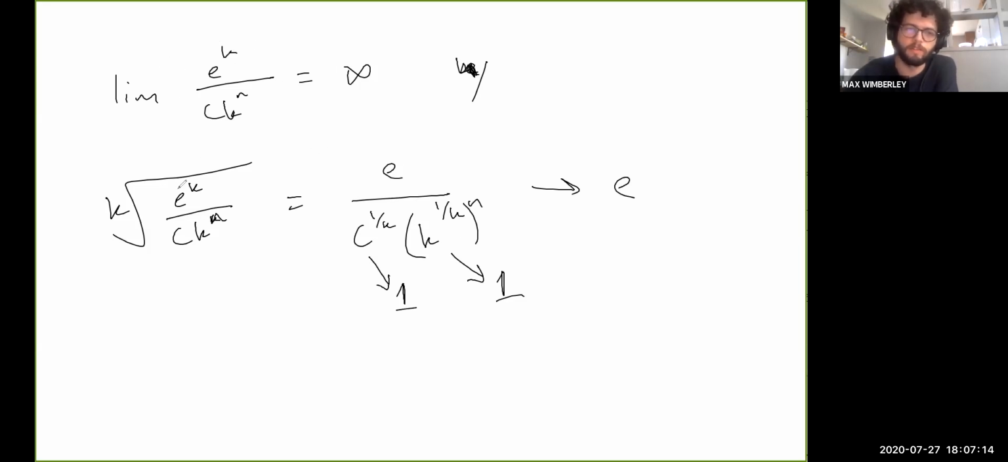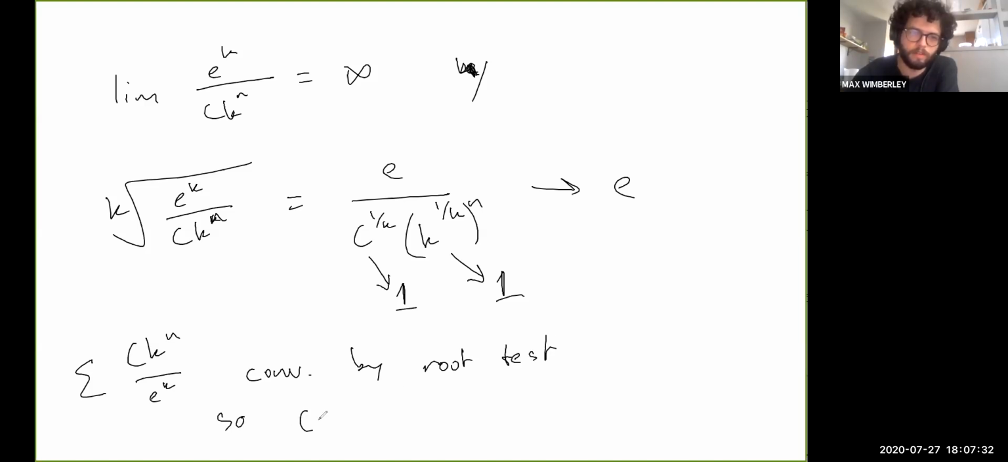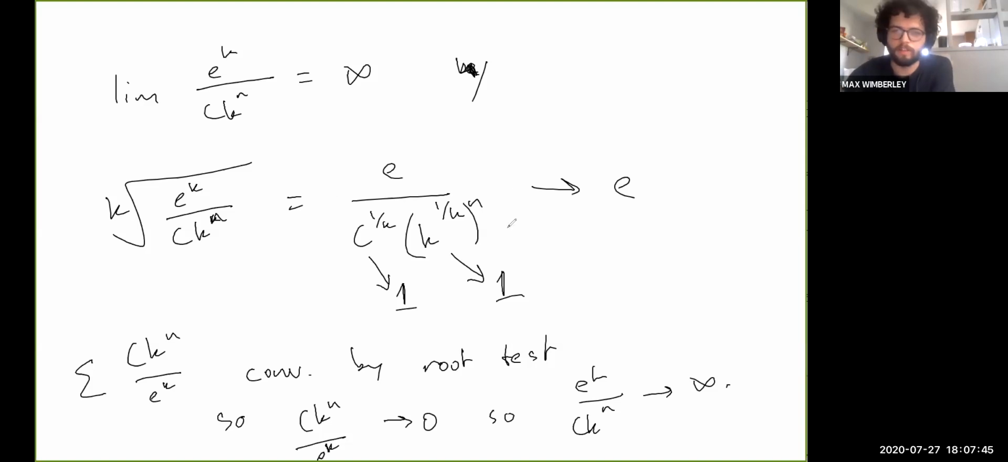One thing you can actually do is take 1 over this. By the root test, the sum of c k to the n over e to the k converges, so c k to the n over e to the k goes to 0, so e to the k over c k to the n goes to infinity. It's a little bit convoluted, but there might be an easier way of doing this.